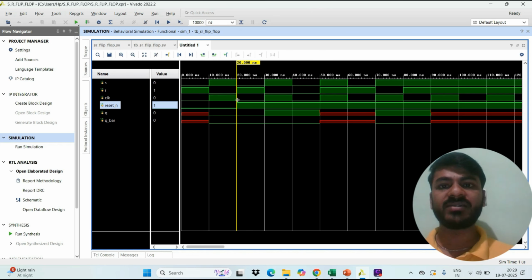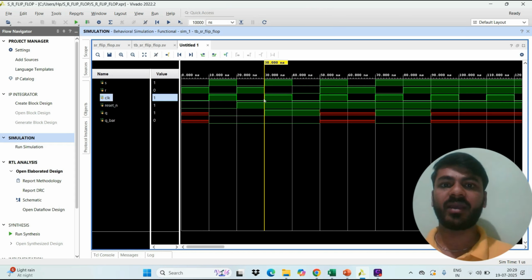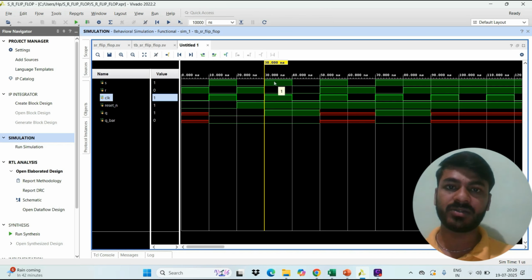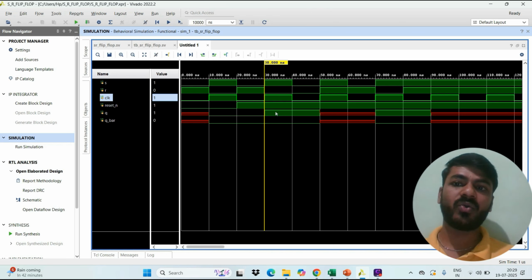But you can see my clock is 0 here. Clock is 0, so we got the previous value, and it works on every positive edge of the clock. So at this edge, where my clock is also high, you can see the value of s is high and r is 0. So now it is in the set state, so you can see the output q is high and q bar is low. Now again, at 40 nanoseconds my clock is 0, so it stores the previous value, means we are getting the previous value.